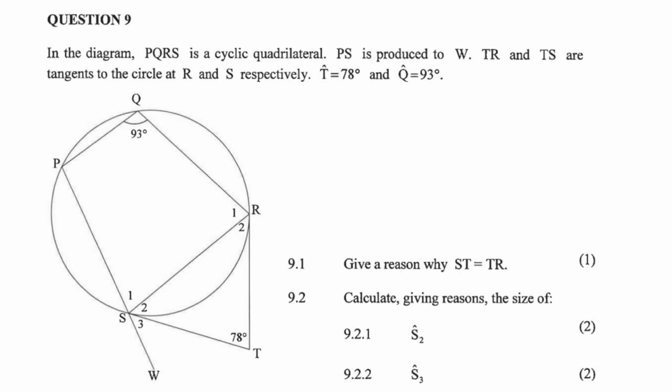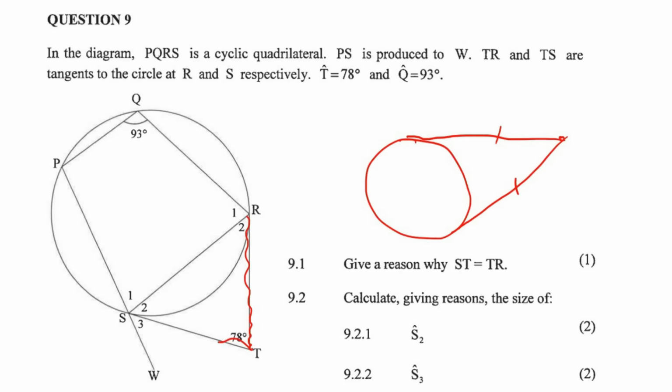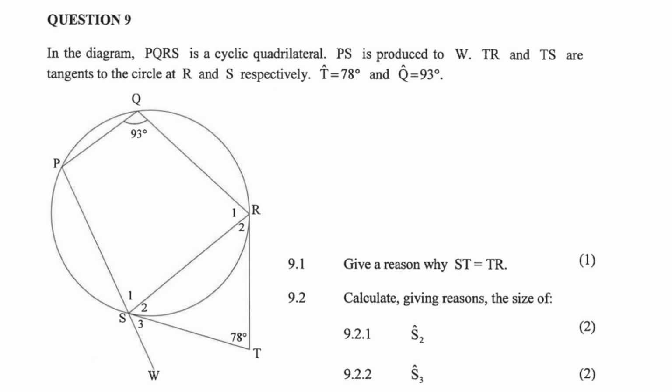Well, that just goes back to the theory of tangents. If you have two tangents that come from the same point, then their lengths are equal. So these two tangents both come from T, so their lengths will be equal. Okay, so that's just going to be tans. This is the reason, tans from common point. Okay, so the next question now, 9.2.1, says calculate the size of S2 for 2 marks.